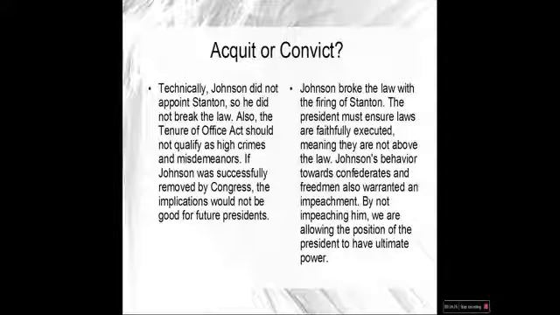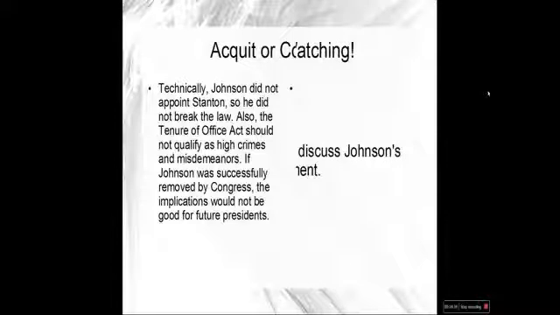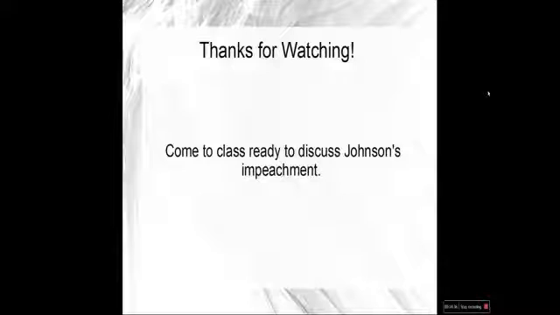If the president is permitted to break laws that he is supposed to enforce, we might as well do away with Congress and get a king. Future presidents could get away with murder. Johnson must be convicted.